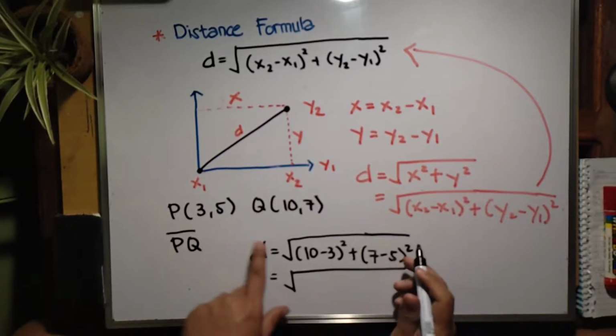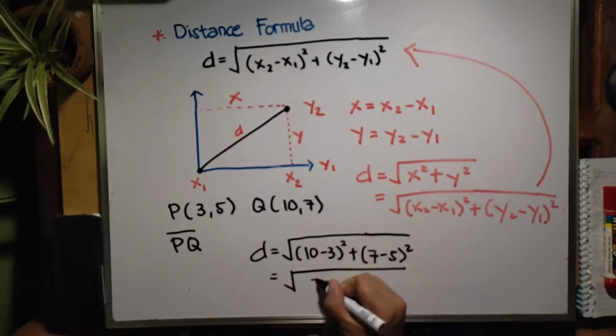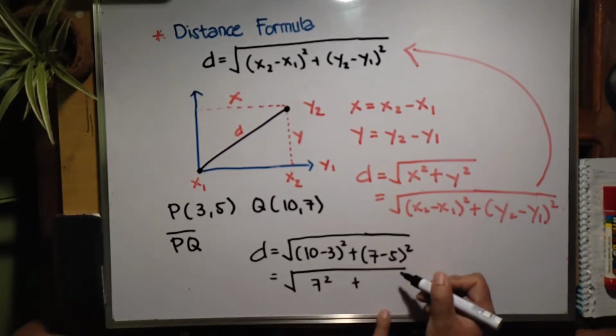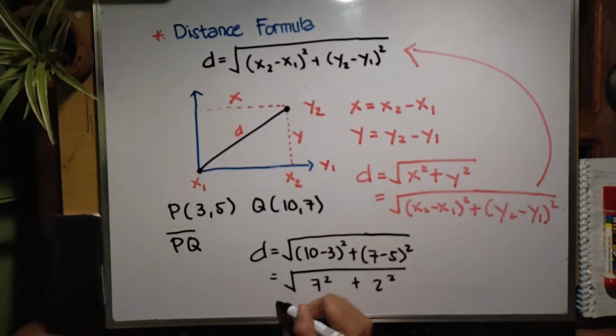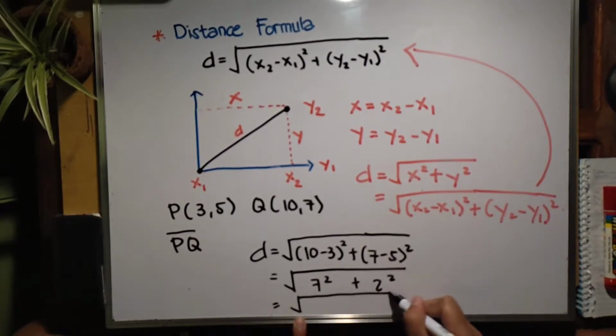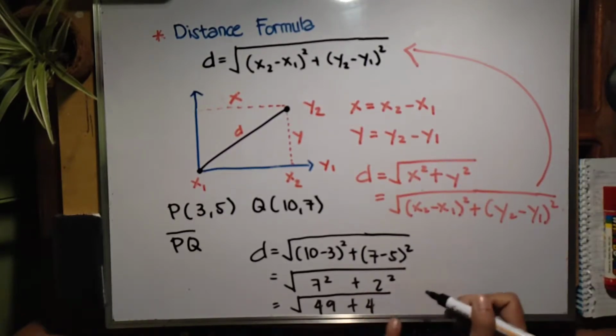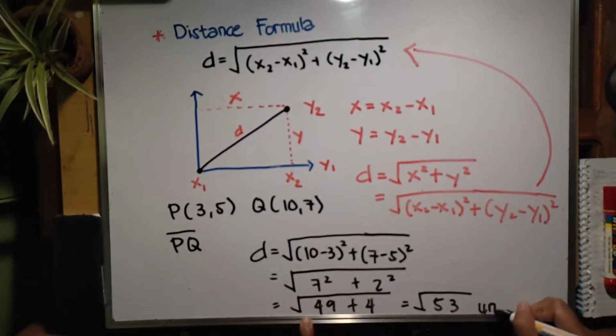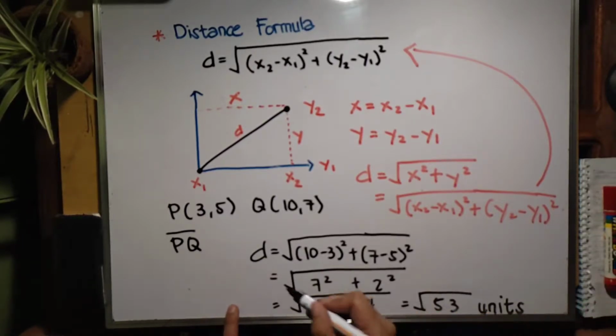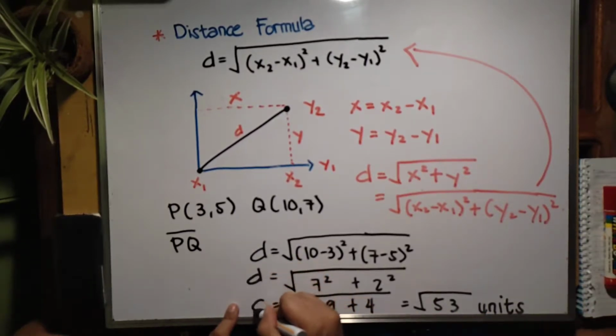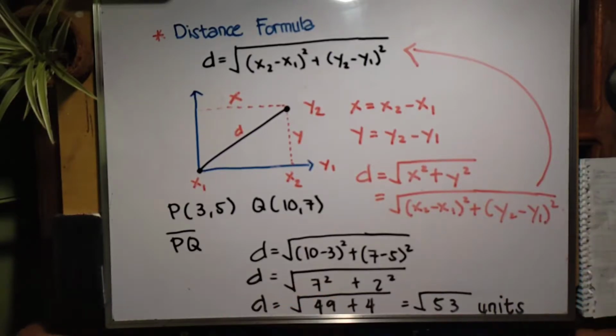So 10 minus 3 is 7, 7 squared plus 2 squared. So 7 squared is 49 plus 4, which is equivalent to square root of 53 units. Okay, don't forget to put units because it is a distance, it is a length. So final answer.